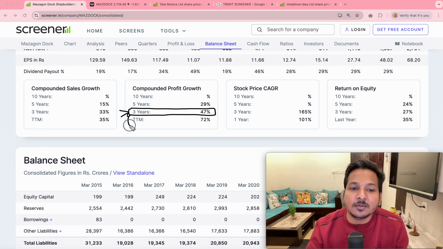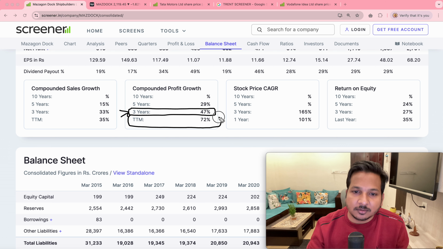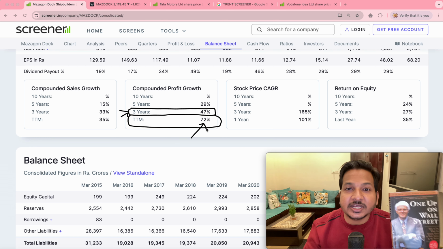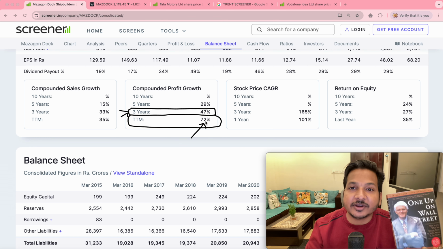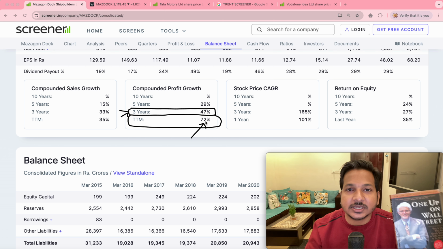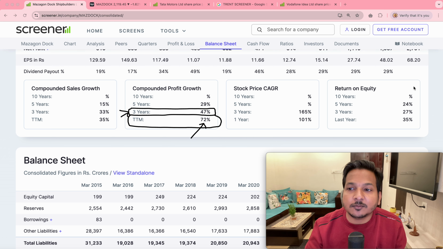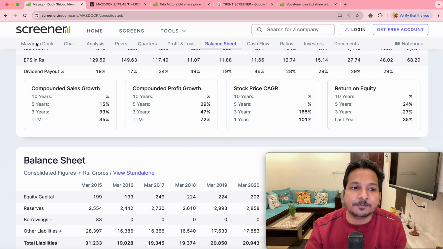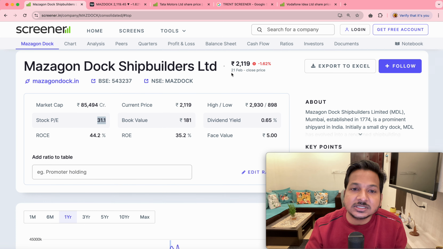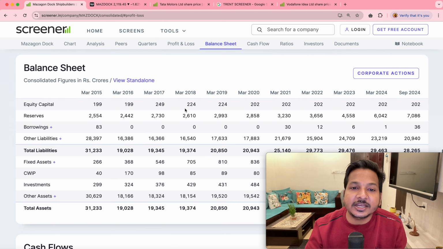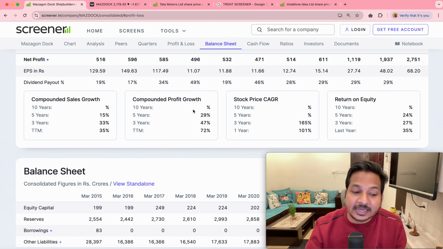And trailing 12 months means the last 12 months up to now, where the company has shown a profit growth of 72%. So with the PEG ratio, this book says your P/E ratio should be less than or equal to 72. If it is so, your stock is a bargain. We'll see how much the stock P/E ratio is. Just now we saw that the stock is available at a P/E of 31, which is much lesser than 72. So it is a bargain as per this book.